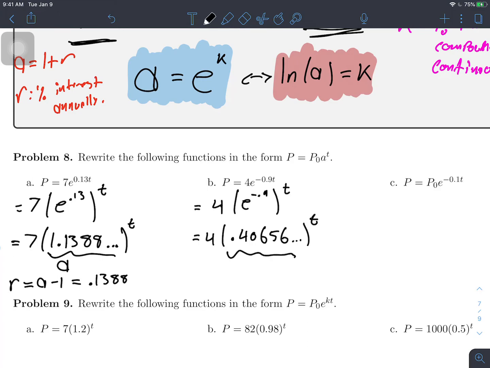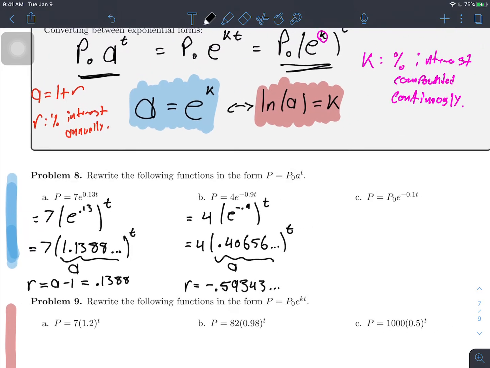So in this case, my a was 0.40656. I could even figure out what r is. I would just subtract 1 from that, and I would get negative 0.59343... Okay?